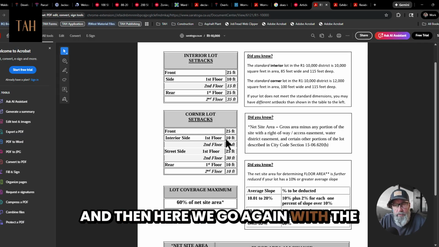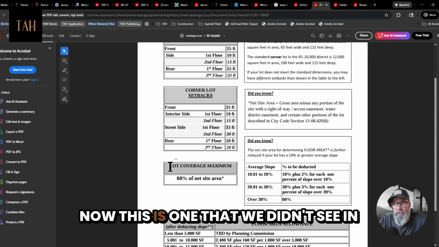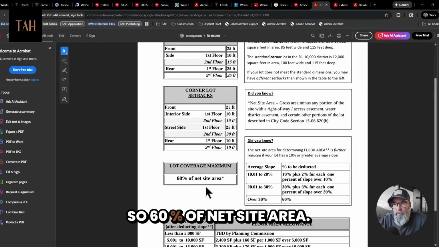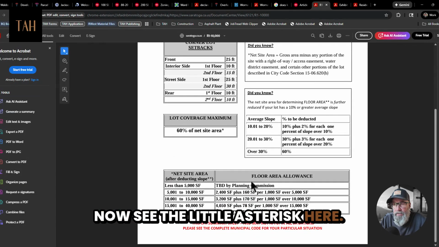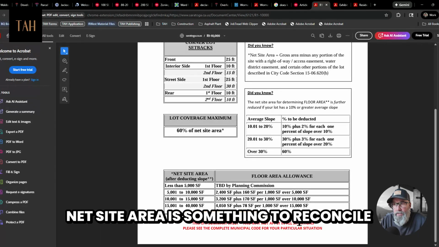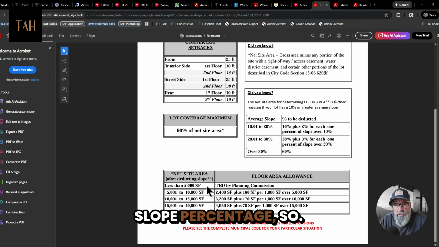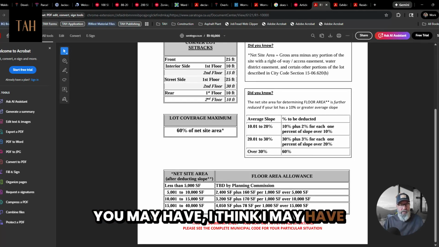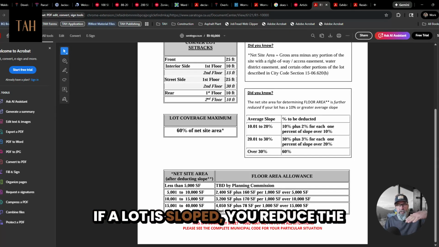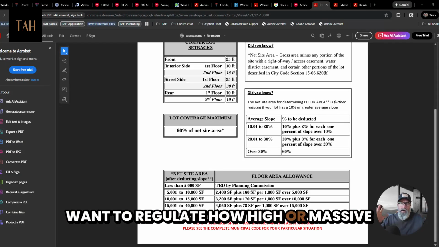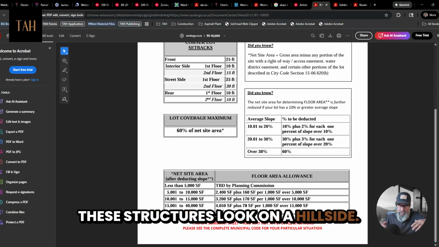And then here we go again with the corner lots, different requirements. Now, this is one that we didn't see in Kansas City, but lot coverage maximum. So 60% of net site area. Now, see the little asterisk here. Net site area is something to reconcile with because it means after deducting slope percentage. So I think I may have mentioned this in previous episodes, but if a lot is sloped, you reduce the amount of net site area because they want to regulate how high or massive these structures look on a hillside. So keep that in mind.